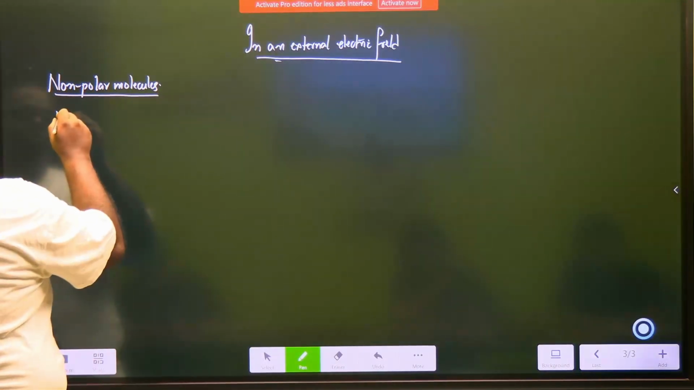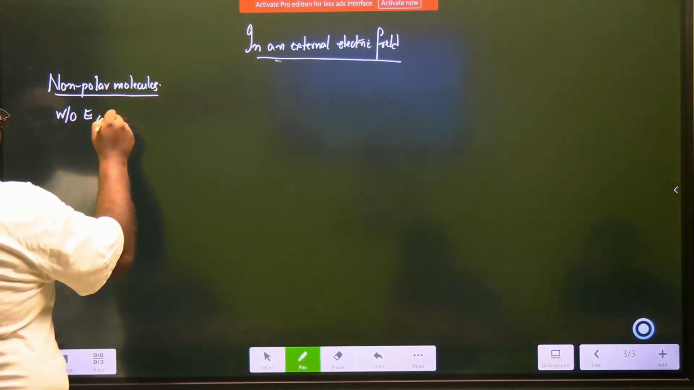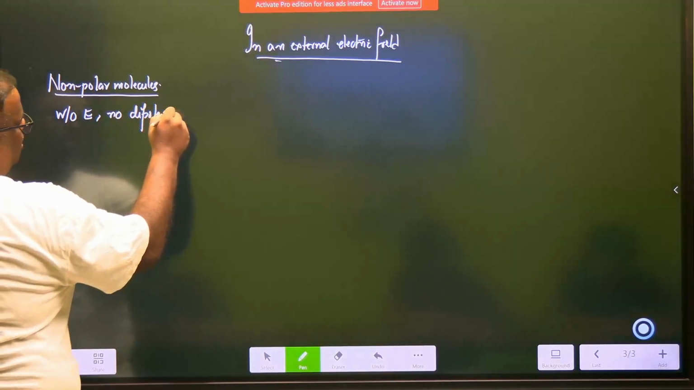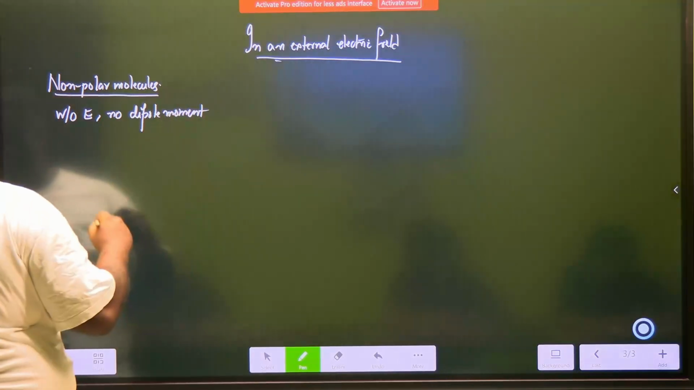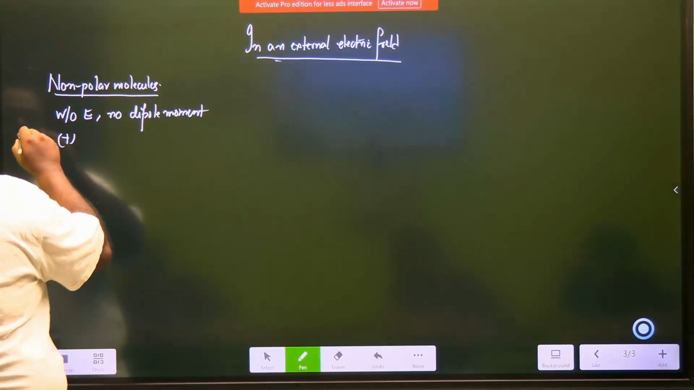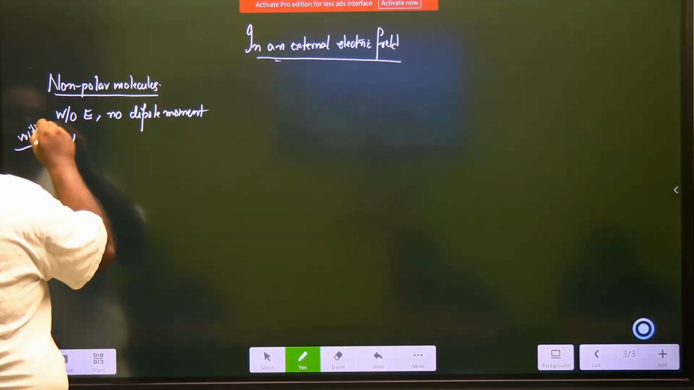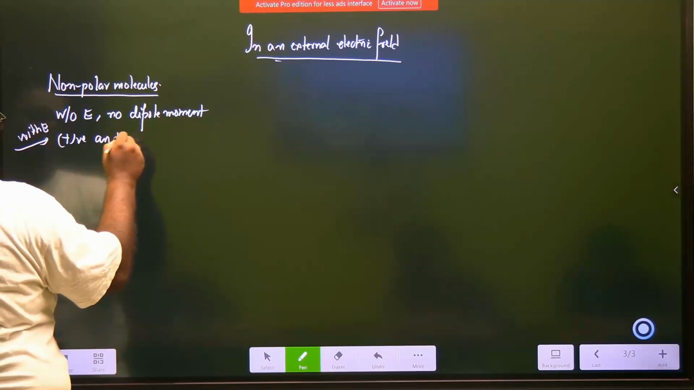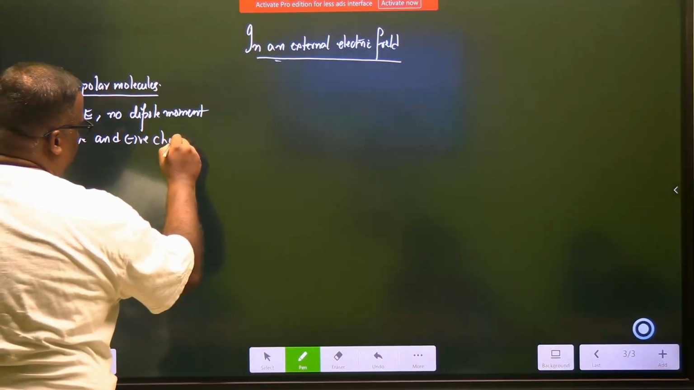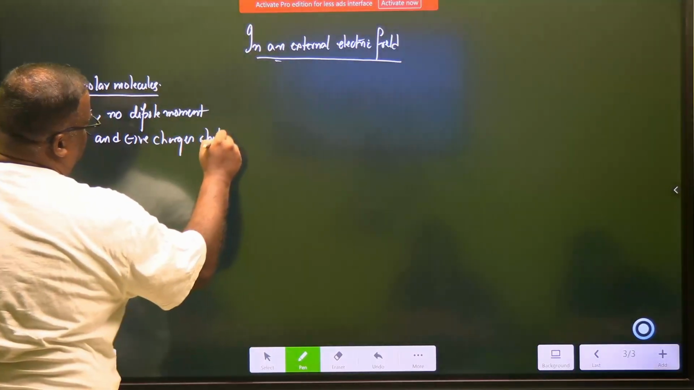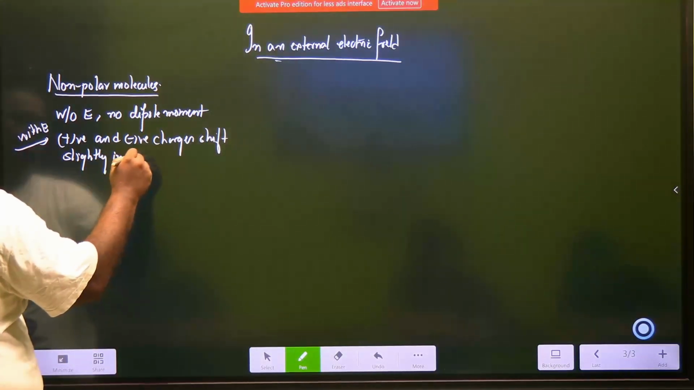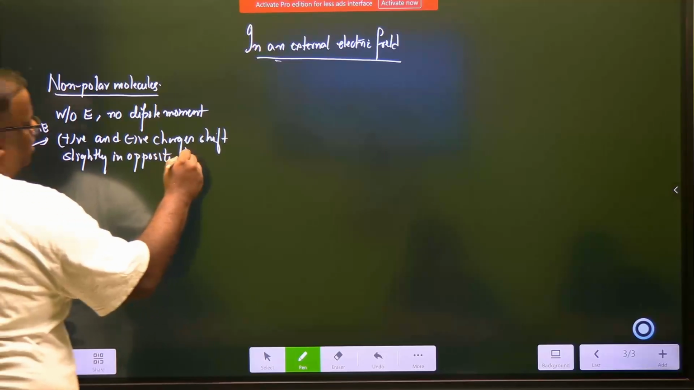So we write, without electric field, there is no dipole moment. This is what you just wrote, right? Now, once you apply electric field, with an electric field, positive and negative charges shift slightly in opposite direction.